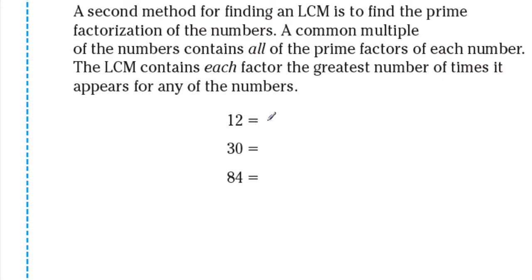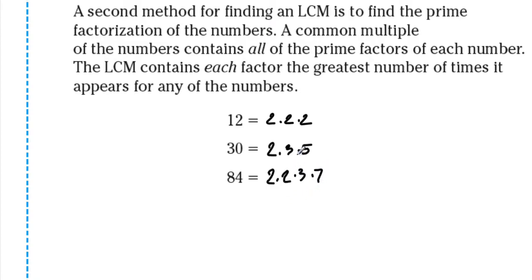using a factor tree or the drop down method, 2 times 2 times 3. That's the prime factorization of 12. The prime factorization of 30 using the drop down method or the factor tree will be 2 times 3 times 5. And the prime factorization of 84 would be 2 times 2 times 3 times 7.